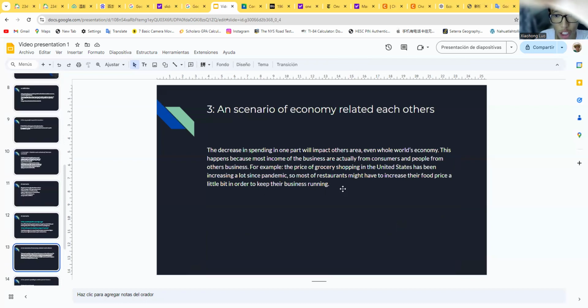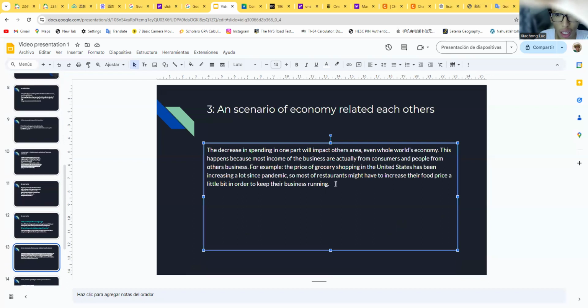Okay, so yeah, here's another thing. In the scenario where economies are related to each other, let me just give you an example. A decrease in spending in one part will impact other areas, even the host company.